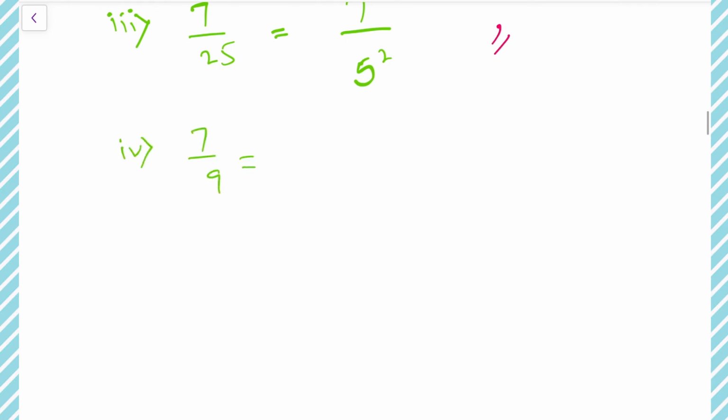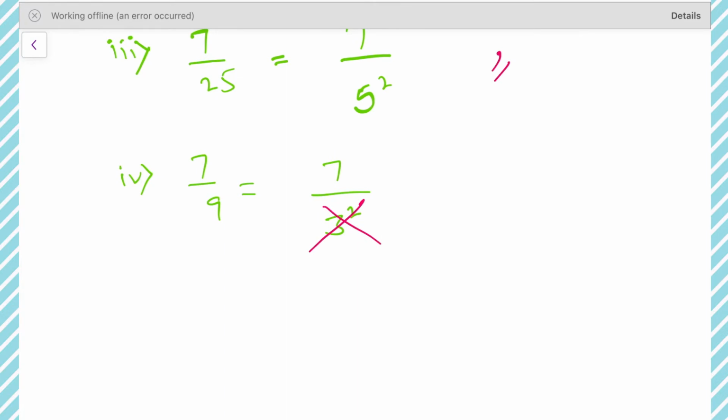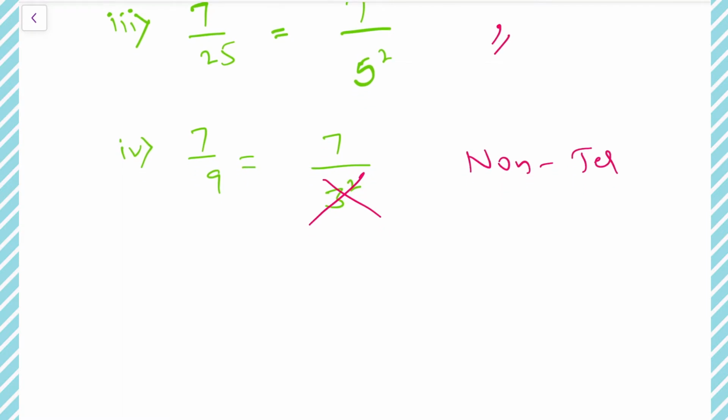7 divided by 9, so 7 by 9 can be written as 7 by 3 square. As per our definition, the denominator should be in the form of 2 power n into 5 power m only. But here 2 is not there, 5 is not there, so some other number is there in the denominator. That's why this is a non-terminating repeating type of decimal. We need to write this in the exam: the denominator is not in the form of 2 power n into 5 power m, so it is a non-terminating repeating type of decimal.